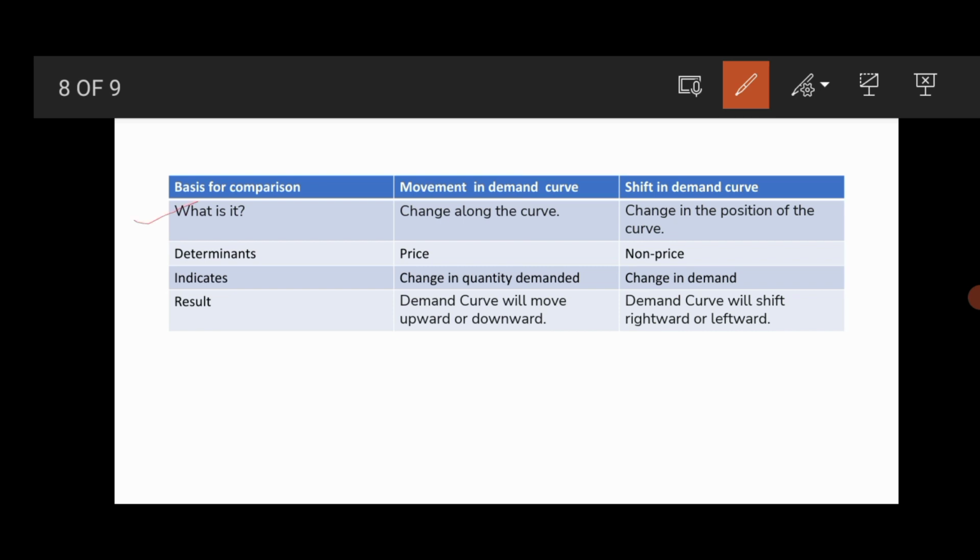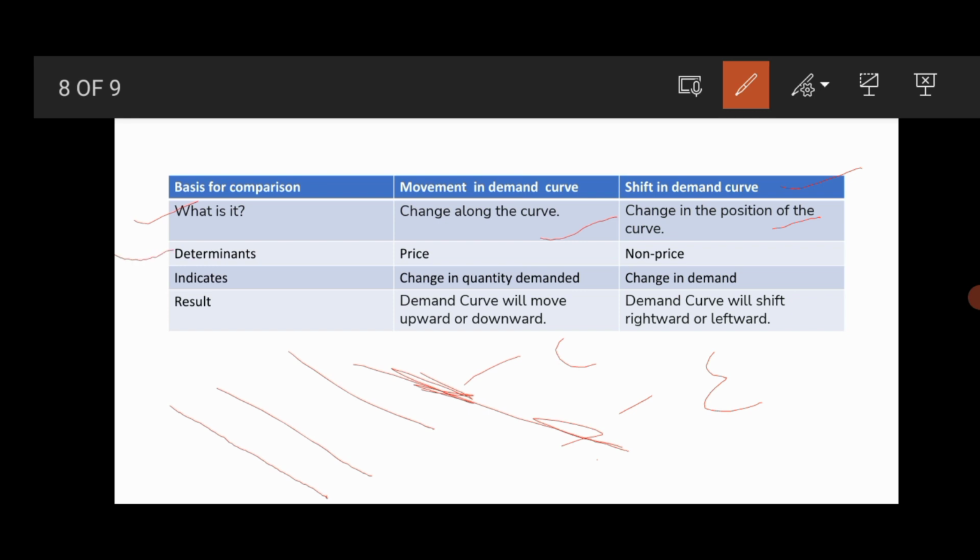So the next basis for comparison is the nature of change. In case of movement in demand curve, change happens along the curve. Along the curve itself we can see the contractions as well as expansions. Whereas in case of shift in demand curve, there is a change in the position of the curve. We can see that here there will be the original demand curve, and the demand curve can be shifted to this side or this side. So change happens in the position of the curve.